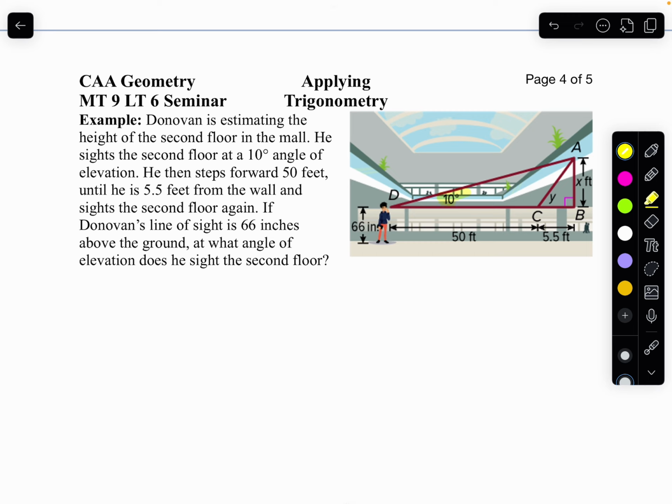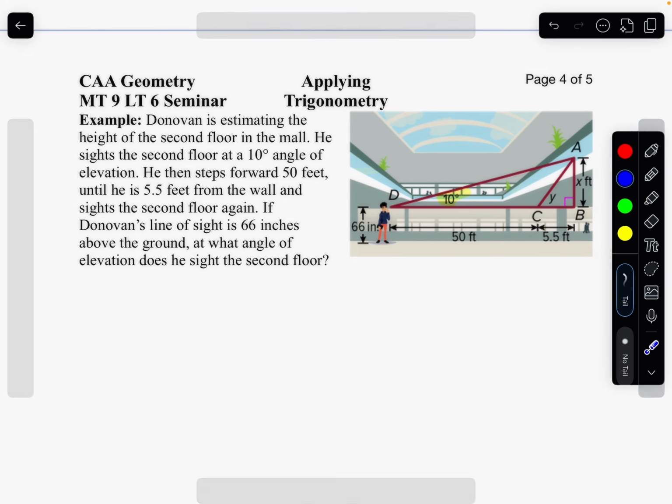He then steps forward 50 feet. So he walks forward 50 feet until he's 5.5 feet away from the wall. If Donovan's line of sight is 66 inches above the ground, excuse me, at what angle of elevation does he sight the second floor?